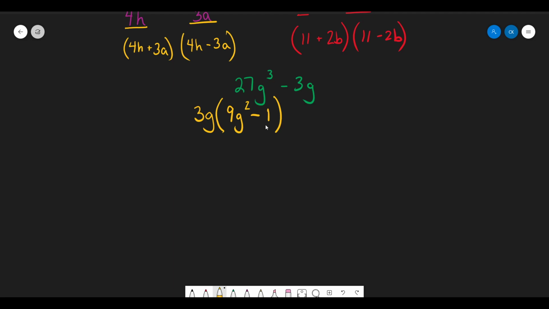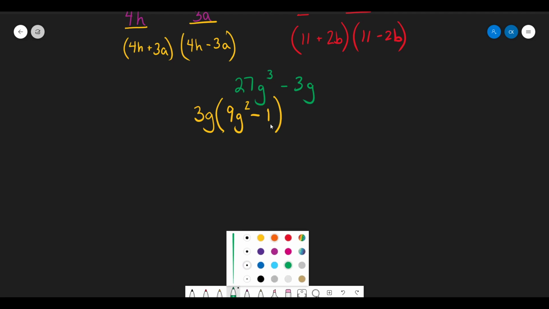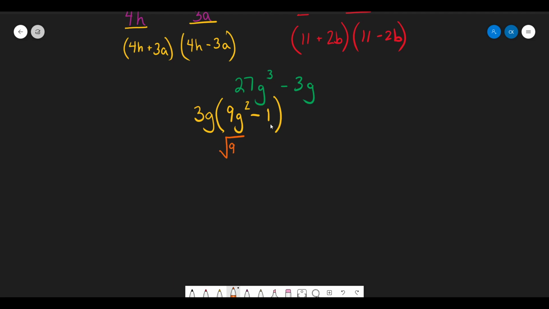I have to test, are my two terms perfect squares? So I'm going to take the square root of those two terms. So if I take the square root of 9g squared, all right, split it up. The square root of 9 is 3. The square root of g squared is g. So 9g squared is a perfect square. I'm now going to take the square root of 1. Well, the square root of 1 is just 1, so yes, that's also a perfect square.